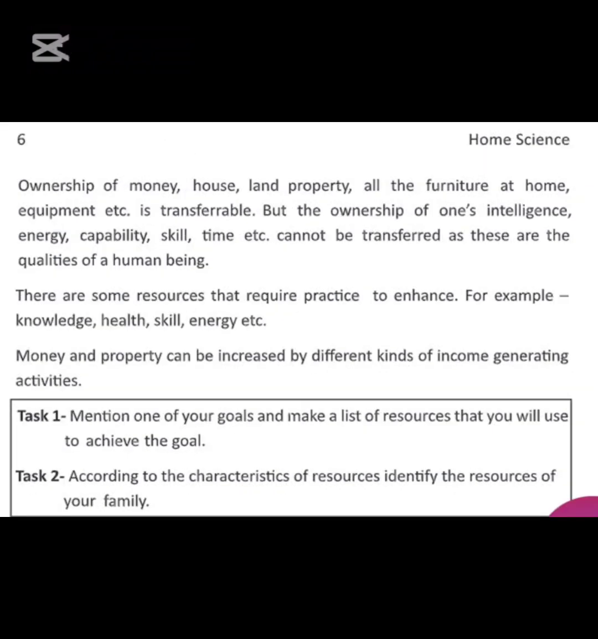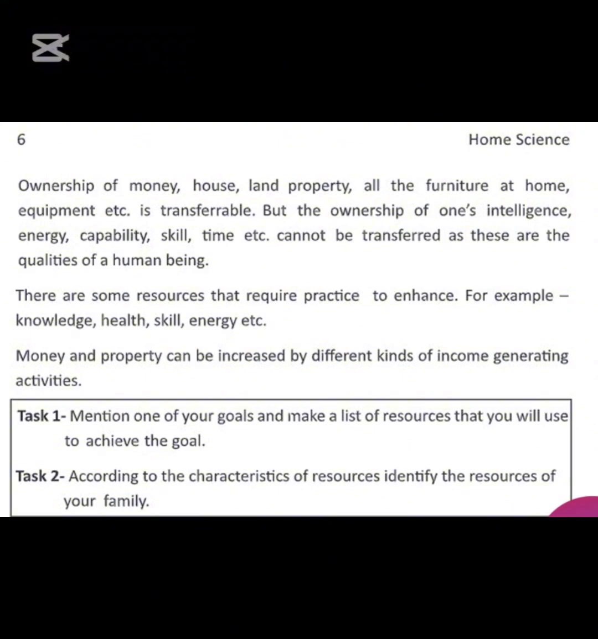So let's read page number 6. Ownership of money, house, land property, all the furniture at home, equipment, etc. is transferable. But the ownership of one's intelligence, energy, capability, skill, time, etc. cannot be transferred, as these are the qualities of a human being. There are some resources that require practice to enhance, for example, knowledge, health, skill, energy, etc. Money and property can be increased by different kinds of income generating activities.